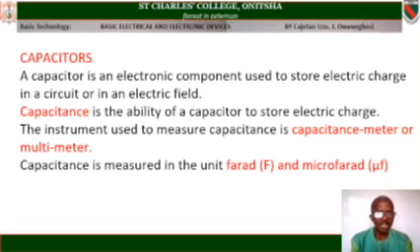Capacitor. A capacitor is an electronic component used to store electric charge in a circuit or in an electric field. Capacitance is the ability of a capacitor to store electric charge. We use capacitance-meter or multimeter to measure capacitance. And the unit of capacitance is farad or microfarad. That is for smaller quantity.